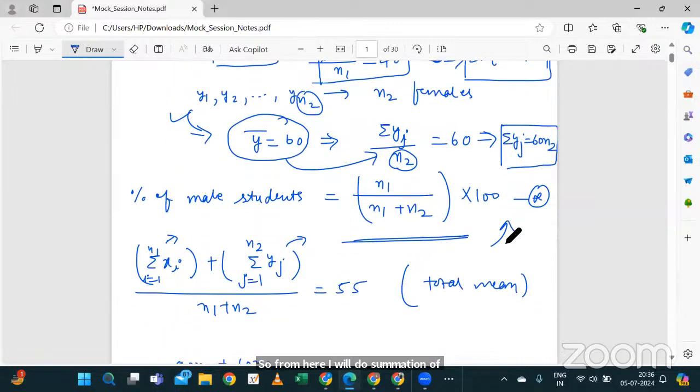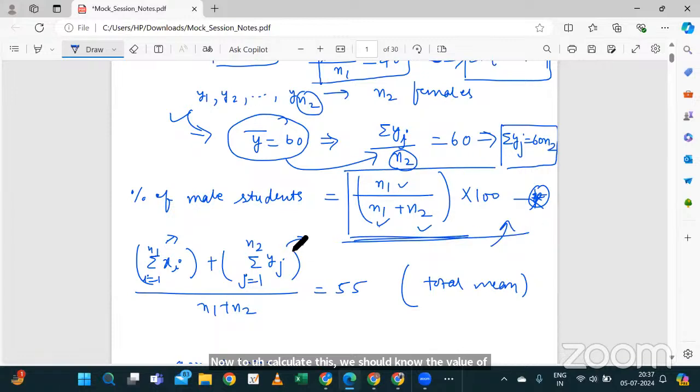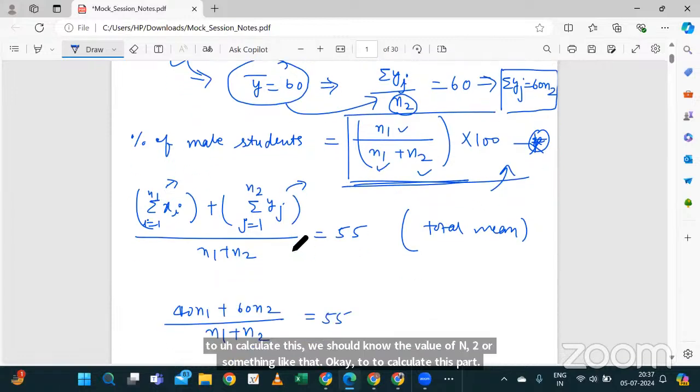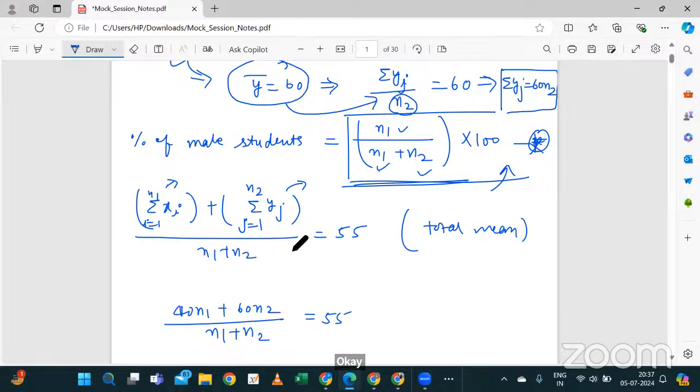And how can you calculate the percentage of male? There are n1 males, and there are a total of n1 plus n2 candidates, including n1 males and n2 females. If I multiply by 100, I will get the percentage. Now to calculate this, we should know the value of n2 or n1. So whatever information I have, I will proceed with that.